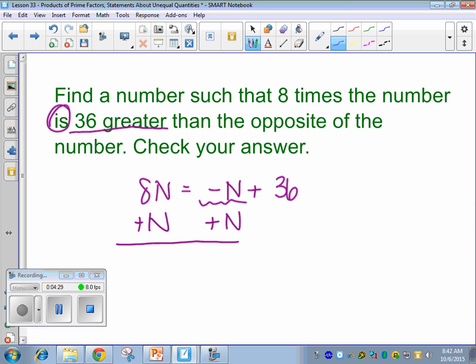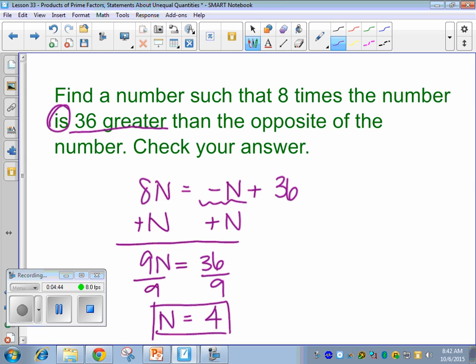Give myself a few less steps than going in the other direction. So 9n equals 36. And I'm going to divide both sides by 9 because 9n is just 9 times n. So I need to reverse that. n equals 4. My number is 4.